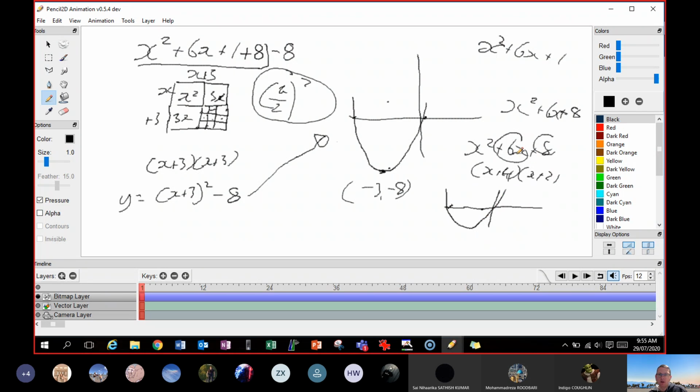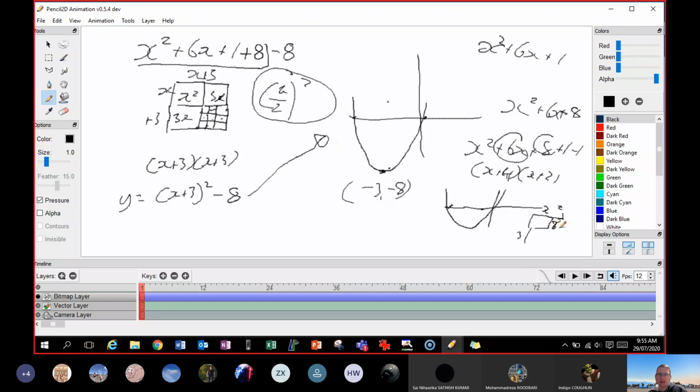If I wanted to find the turning point of this, I'd need to complete the square. To complete the square of that, I'm going to need to add 1 and take away 1. Why? How do I do that really quickly? Because I actually pictured it in my head. I've got an x squared. I know it's 6x. That's going to be 3. That's going to be 3. That's going to give me 6.